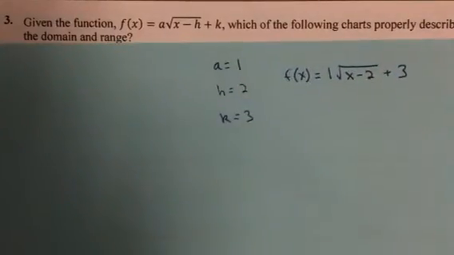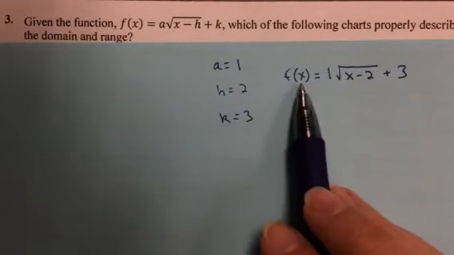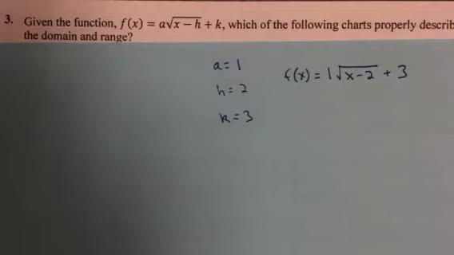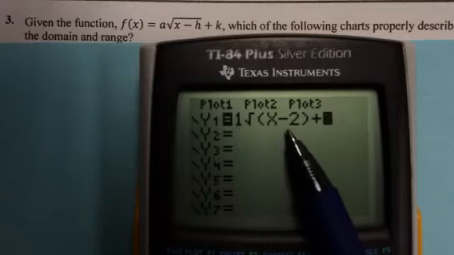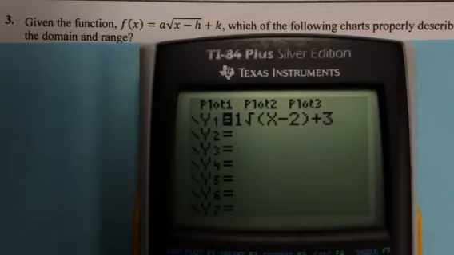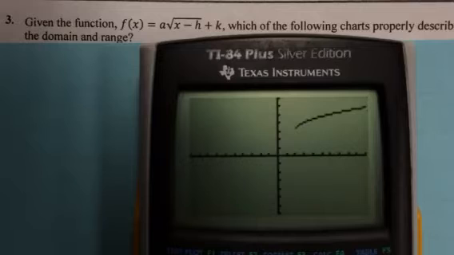So I picked A is 1, H is 2, and K is 3. You can pick anything you want. I plugged them in here, and then I used my calculator to graph it. You could also visualize it in your head because the 2 is going to make it go right 2, and the 3 is going to make it go up 3. We also see that in here.